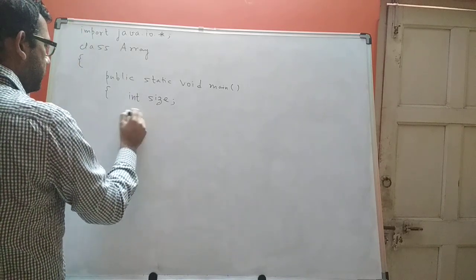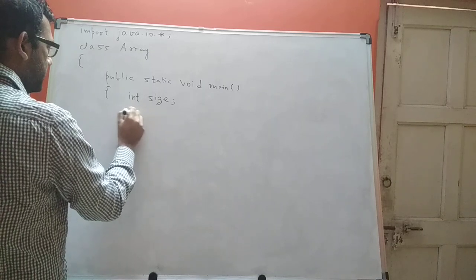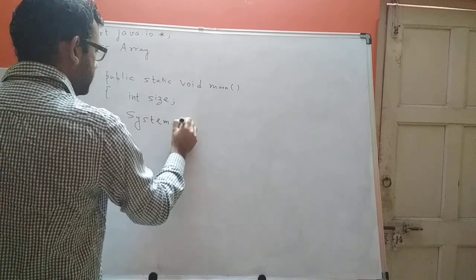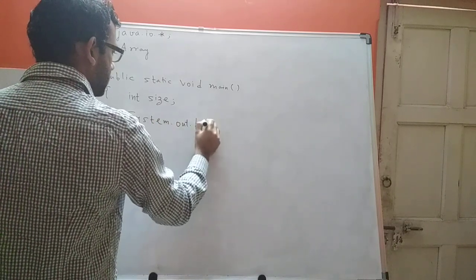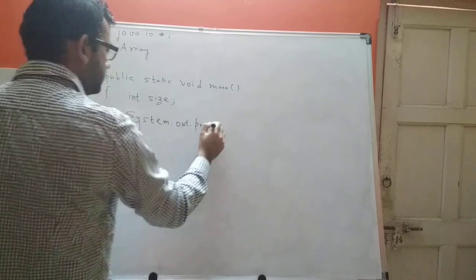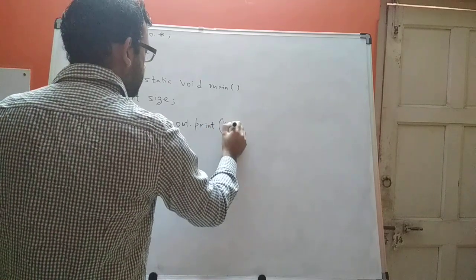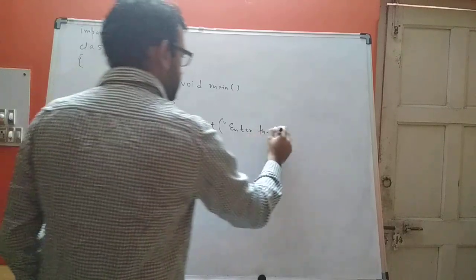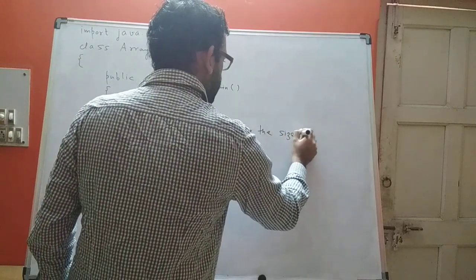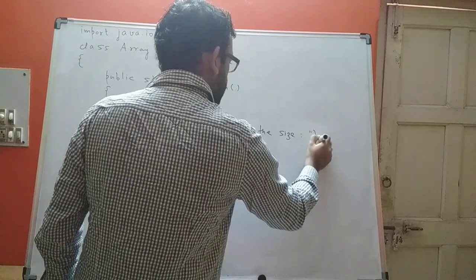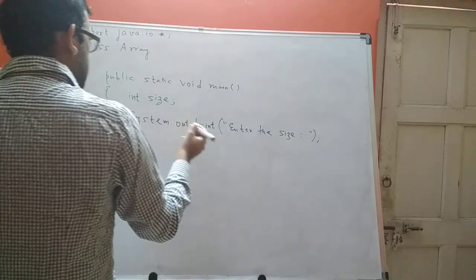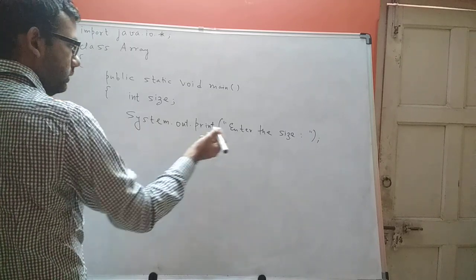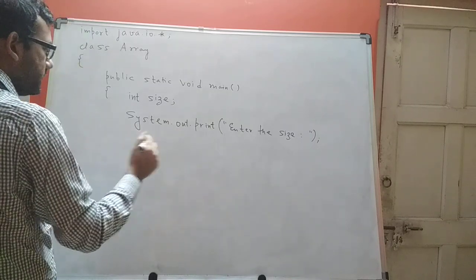Okay, so now I'll have to ask the user to enter the size. So let me ask the user. So I need to display a statement. So I would say system.out.print, enter the size, right? Enter the size. So seeing the statement, what will the user do? So the user will enter the size and I have to accept that size in a variable, right?